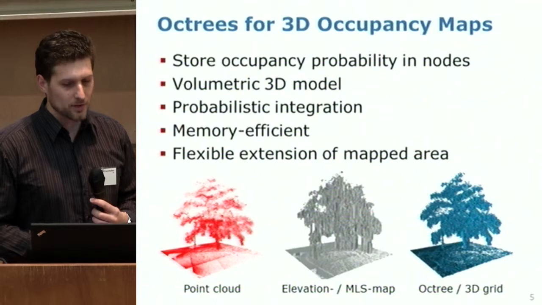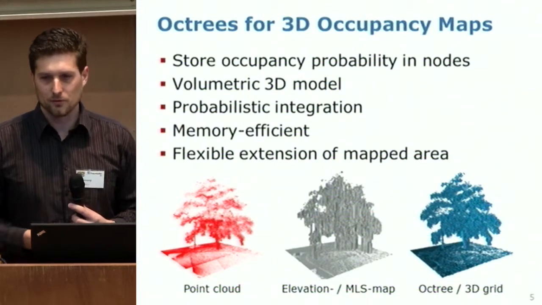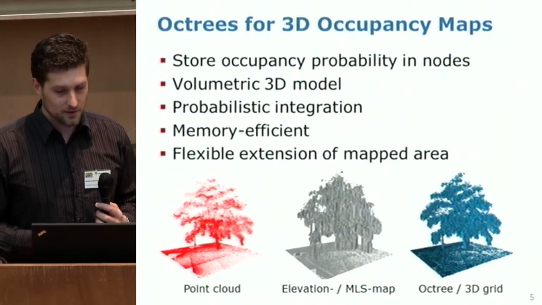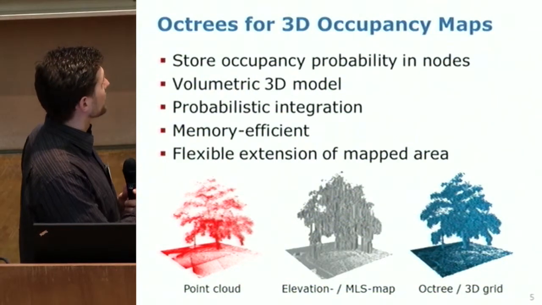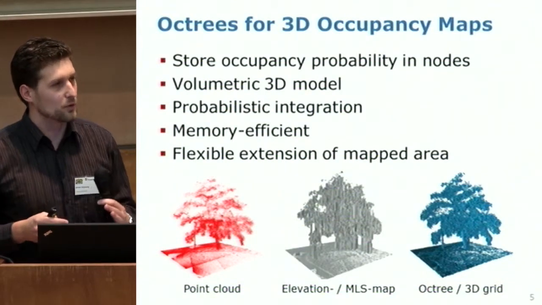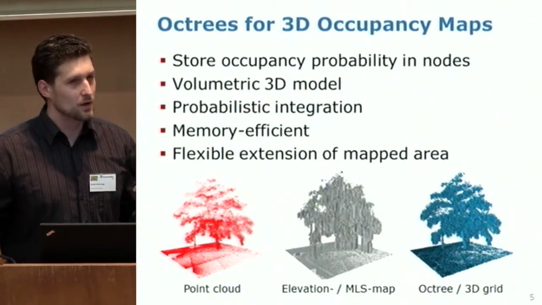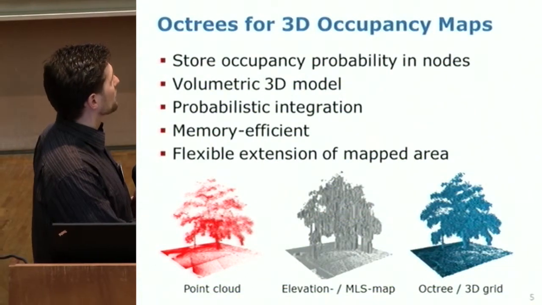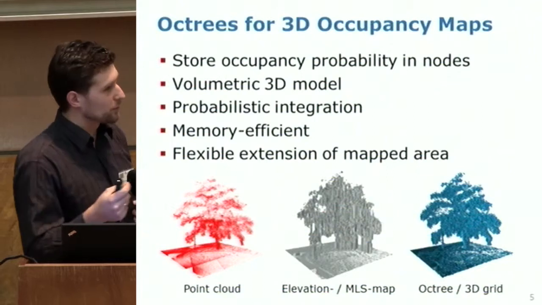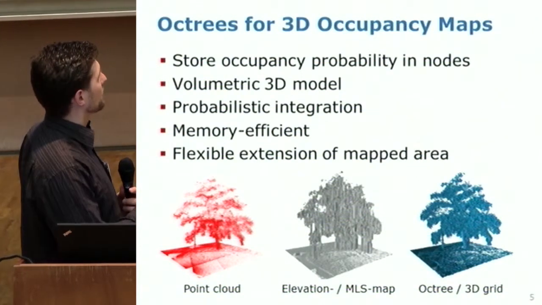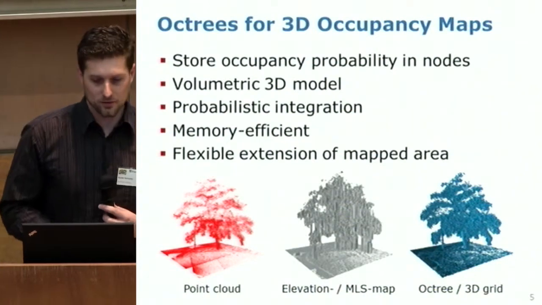And you'll also have a flexible extension of the mapped area, which we won't have with a fixed size voxel grid. And also the nice thing is the Octree here is encoding the same information as a 3D grid, but it's doing it much more efficiently, because a 3D grid really has to be filled to contain all the space. So all this would have to be filled, whereas when we only have the endpoints in there, or the free space in between, we're having much less information stored in the Octree.